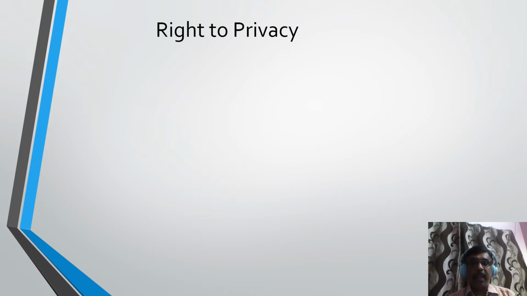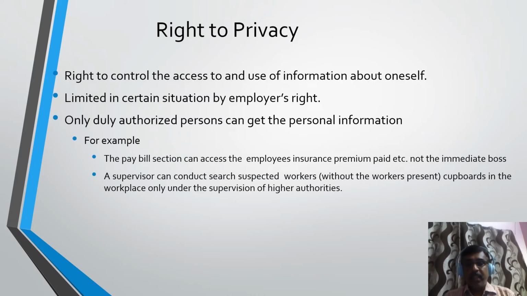Now, the right to privacy. Right to privacy means an individual has their own right to have privacy, the right to control the access to and use of information about oneself. So it is limited in certain situations by the employer's right. Only duly authorized persons can get personal information in the organization. For example, the accounts or payable section can access the employees' insurance premiums paid and other accountant related activities, but not the immediate boss.